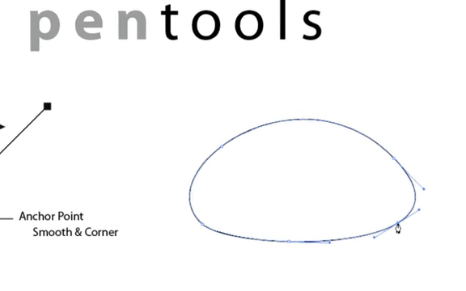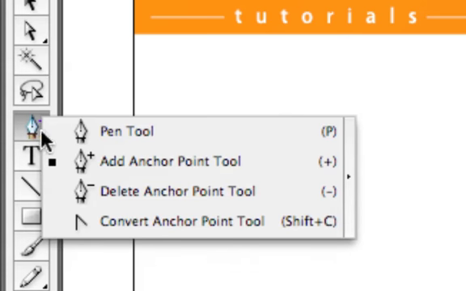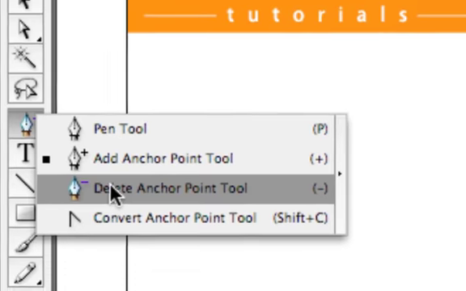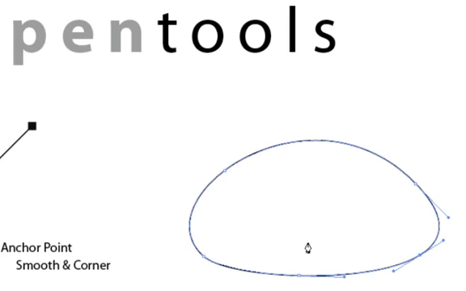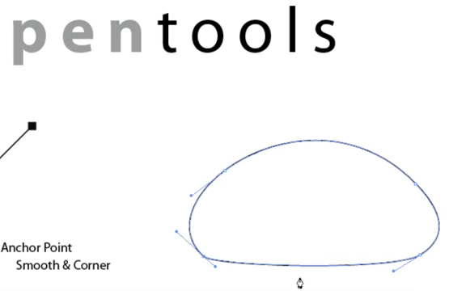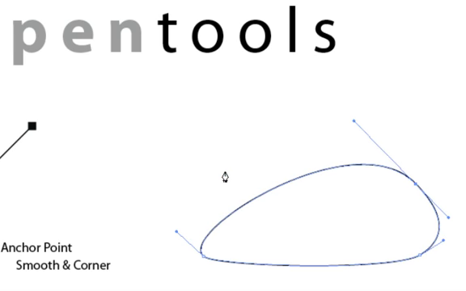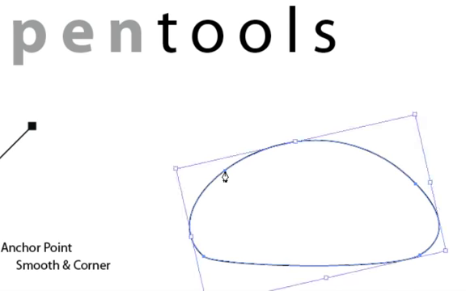But let's say I wanted to take those out. I can remove anchor points by going over, click and hold, go to delete anchor point tool. I can come over to an anchor point. Notice how there's a minus symbol next to the pen tool. I'm going to click, and as you can see, points are now being removed. I want my blob back like that.